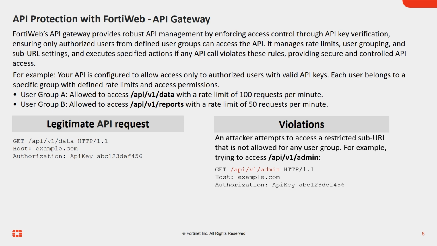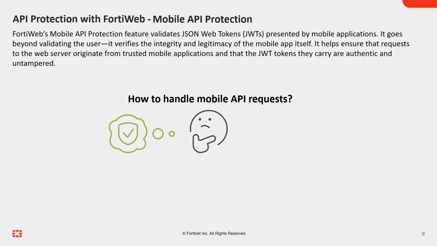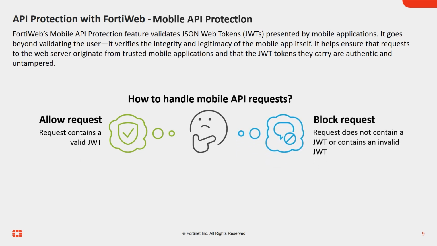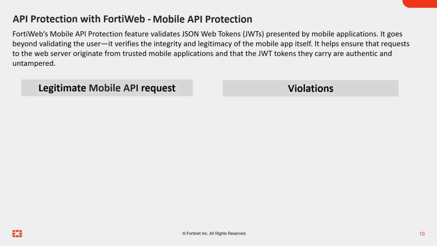FortiWeb's mobile API protection feature validates JSON Web Tokens presented by mobile applications. It goes beyond validating the user. It verifies the integrity and legitimacy of the mobile app itself. It checks if a request contains a JSON Web Token, whether the token is valid, and flags the request accordingly, whether there be no token, valid token, or invalid token. Based on these flags, actions are enforced, ensuring only authorized mobile traffic is allowed and enhancing security for mobile API interactions. Let's take a look at some examples of the mobile API protection feature in action.